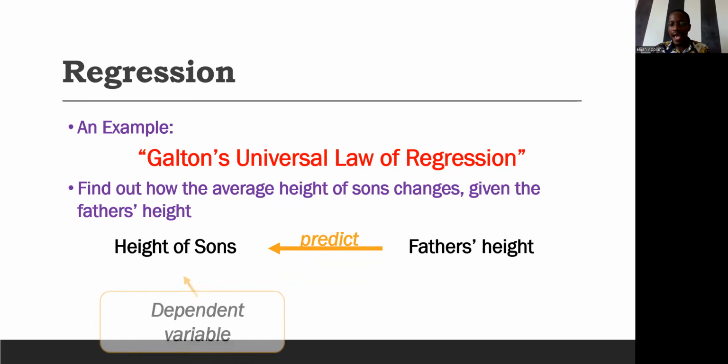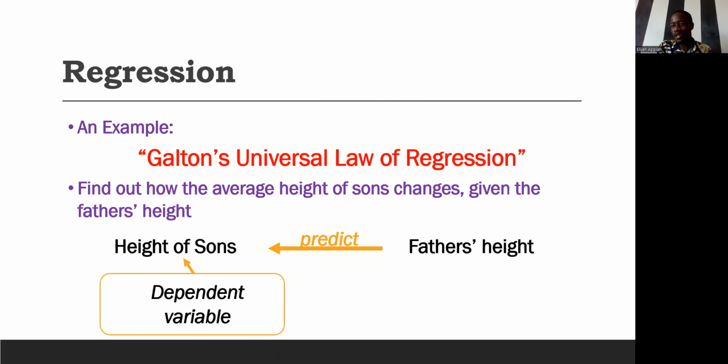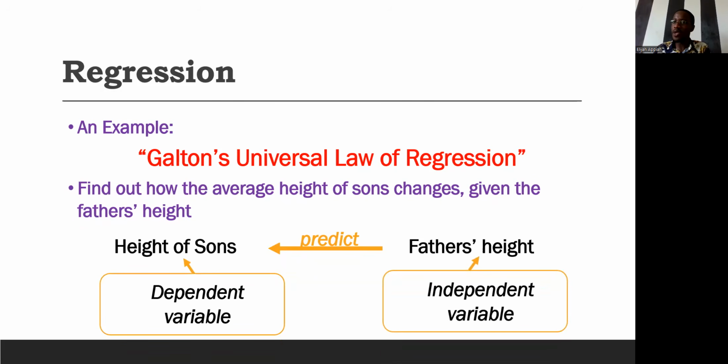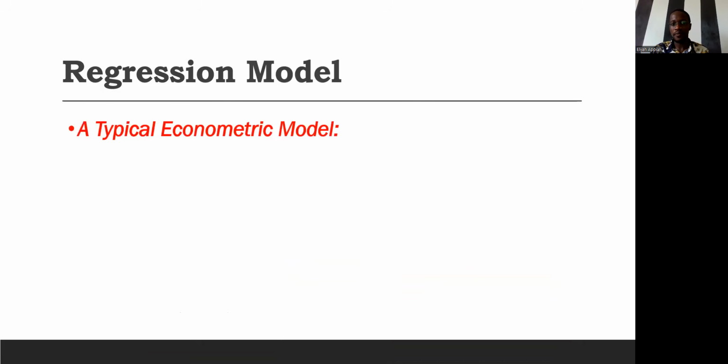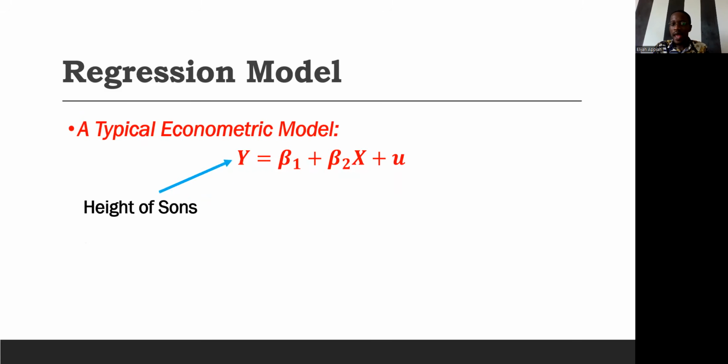In that case, the height of sons becomes the dependent variable and the father's height becomes the independent variable. So we are using the known values of the father's height to predict or estimate the mean of the height of sons. So a typical econometric model reflecting this Galton study of height would be this y, where the y would represent the height of sons, which is the dependent variable. And then the x would be the father's height.